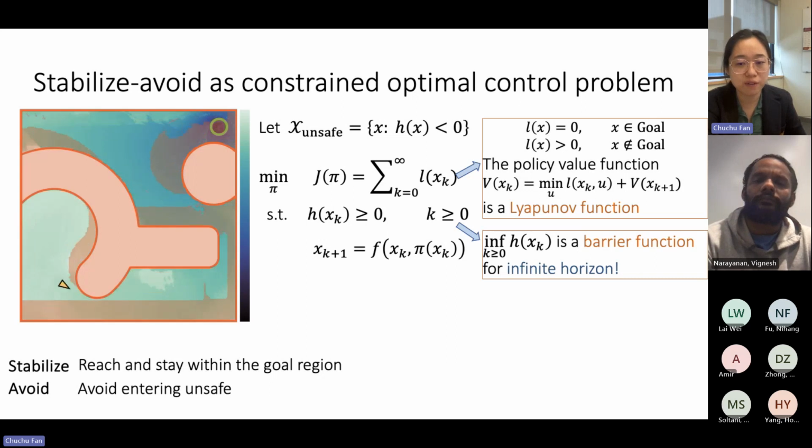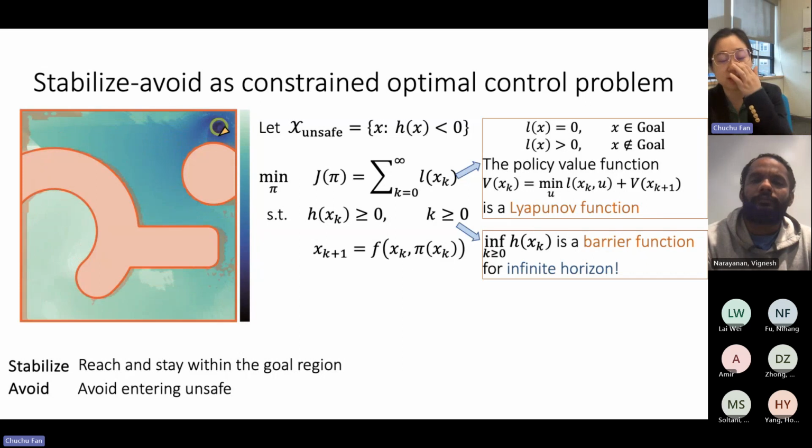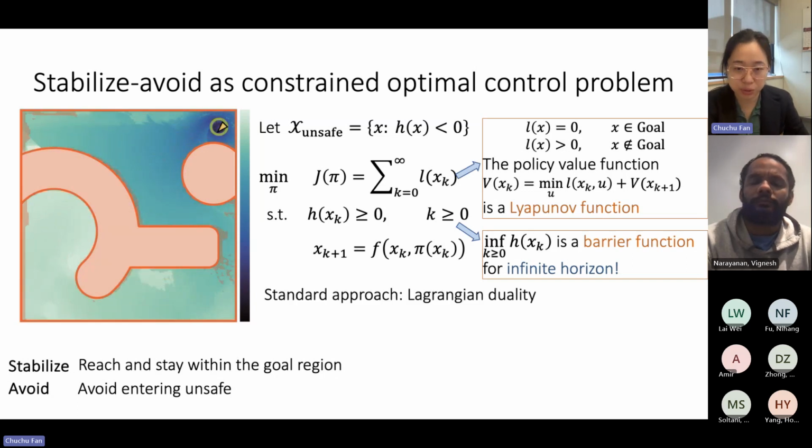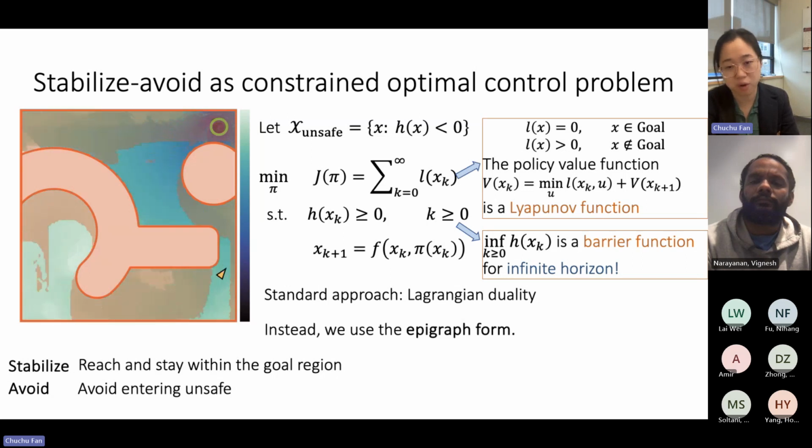And this control barrier function is like a barrier function for infinite horizon, meaning it will guarantee the safety forever, because you can see the optimal control problem is defined for an infinite horizon. Now, the standard approach to solve this constrained optimal control problem is to, of course, take Lagrangian, use Lagrangian duality. However, there must be a reason that Lagrangian duality doesn't work for this problem, and I will tell you why. And then we have come up with an approach called the epigraph form.